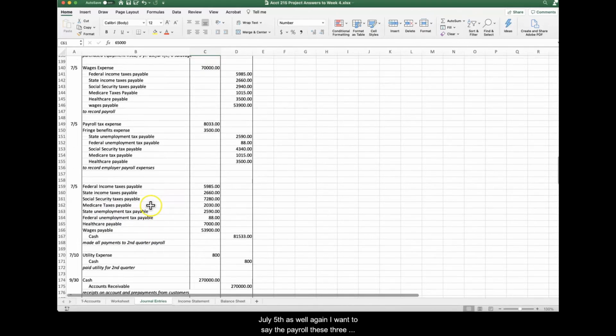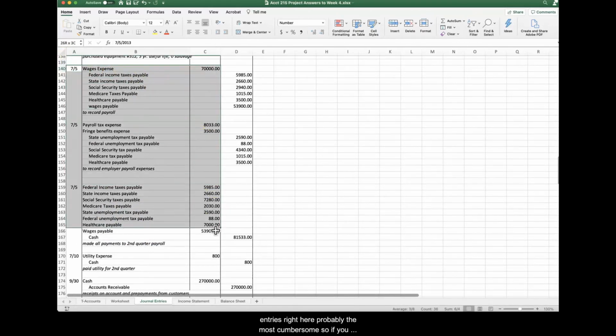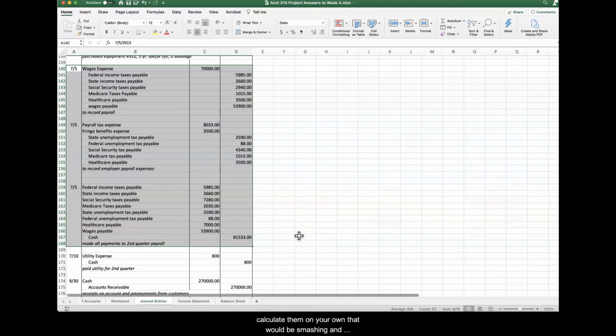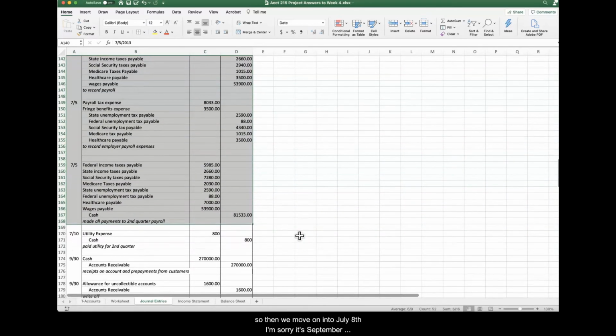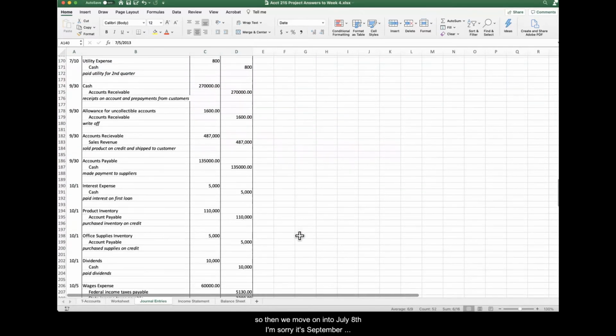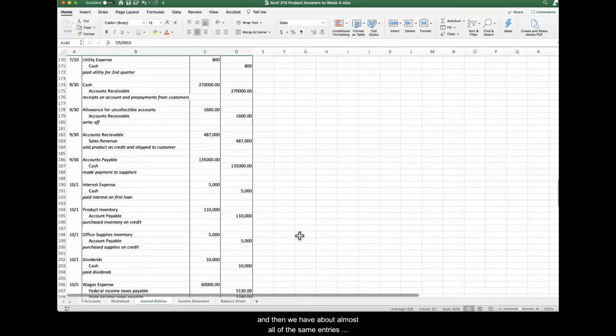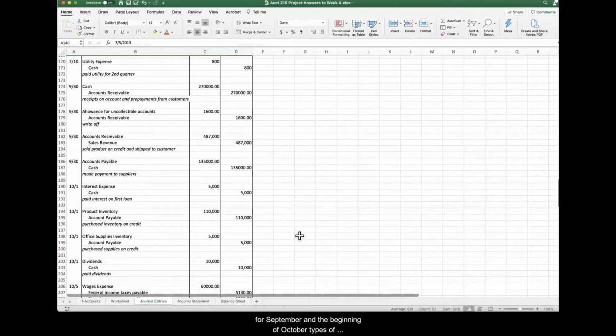And so I want to say the payrolls, these 3 entries right here, are probably the most cumbersome. So if you can take note of these amounts and see if you can calculate them on your own, that would be smashing. And so then we move on into September, and then we have almost all of the same entries for September and the beginning of October, or same types of reoccurring entries, right?